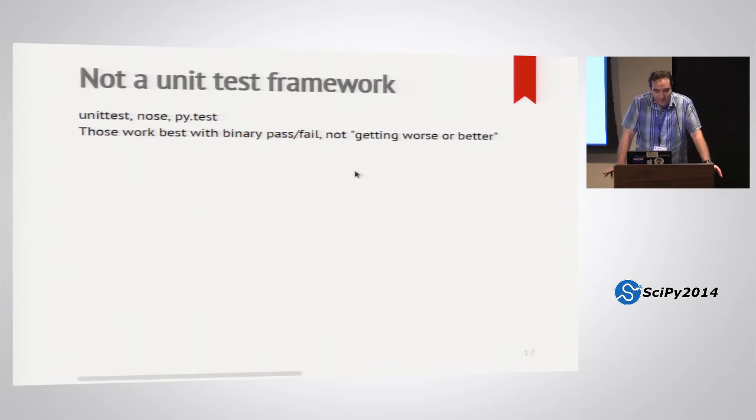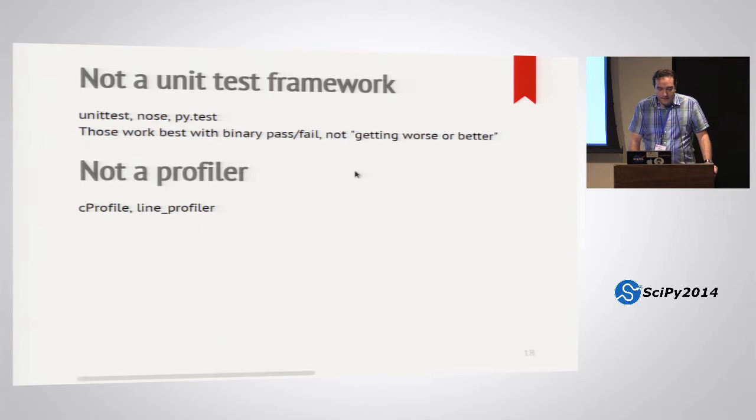It's not a unit test framework. So like unittest or nose or py.test. Those things tend to work really well when you want to do a binary pass or fail, is something working or not. They don't do very well with this fuzzy, something's getting worse, and I care if it gets worse, but I don't care if it just gets a little bit worse. That kind of fuzziness where you really want to have a graph of what's going on. Those tools don't address that very well.